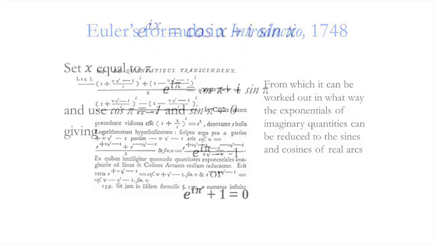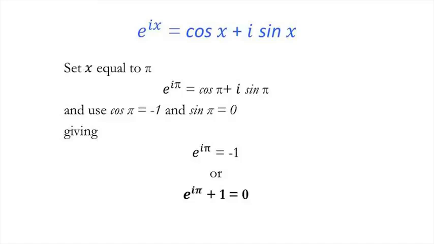Now, to find this lovely relationship between the 5 constants, e, i, pi, 1 and 0, all we have to do in this formula here is to set x equal to pi. If you set x equal to pi, you get e to the i pi is cosine pi plus i sine pi. Now I use the fact that the cosine of 180 degrees is minus 1, and the sine of pi is 0. Substitute those numerical values in, and you get e to the i pi is minus 1, or rearranging it, which is the way I like to do it, e to the i pi plus 1 equals 0. Really rather very nice indeed.